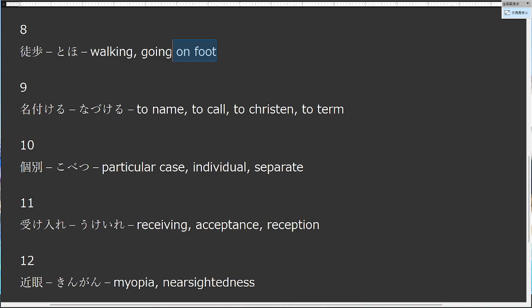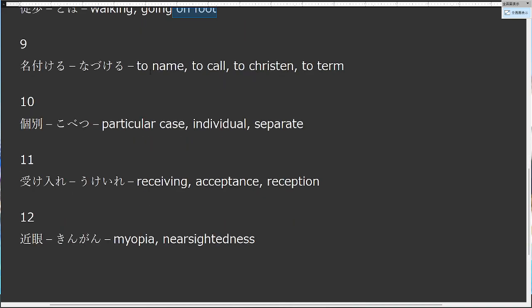Toho is going on foot or walking. Toho desu. With our junior walking, trying to remember the student walking to school, and ho on the right side for walking. Toho desu is walking or going on foot.